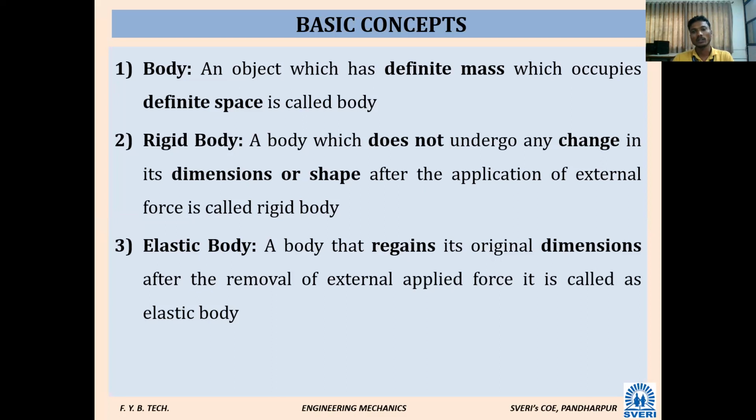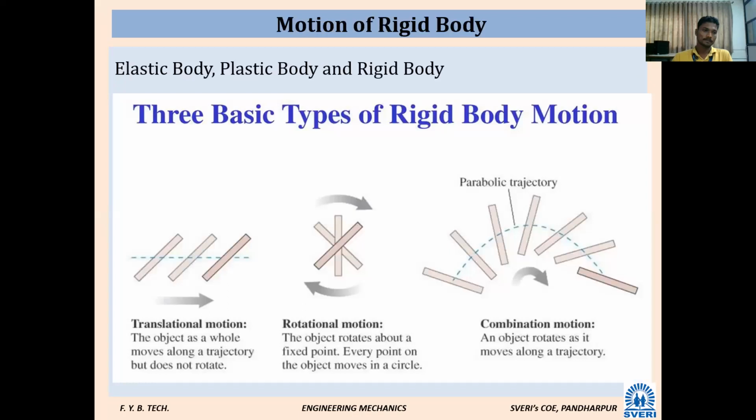Elastic: once we remove the applied force, the body will regain its original size and shape. It is called an elastic body. Further, we discussed one more, the plastic body. What was that plastic body? Once we apply the force and then remove that force, will the body get its original shape and size? No. For example, we have seen, mud is an example of a plastic body. Further, this we will see. Elastic body, plastic body, and rigid body.